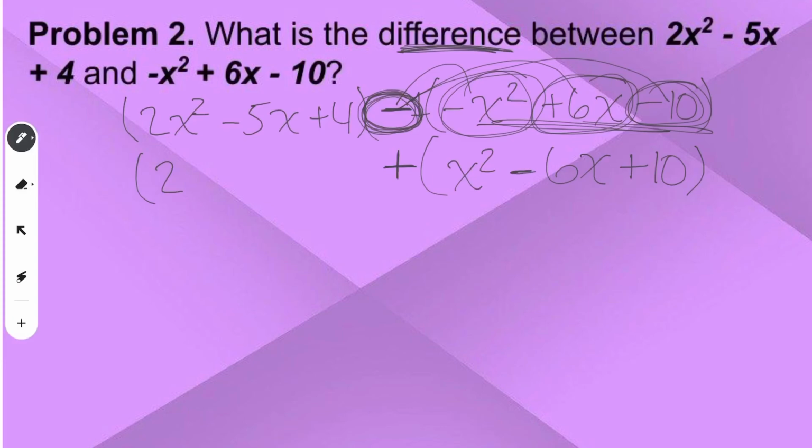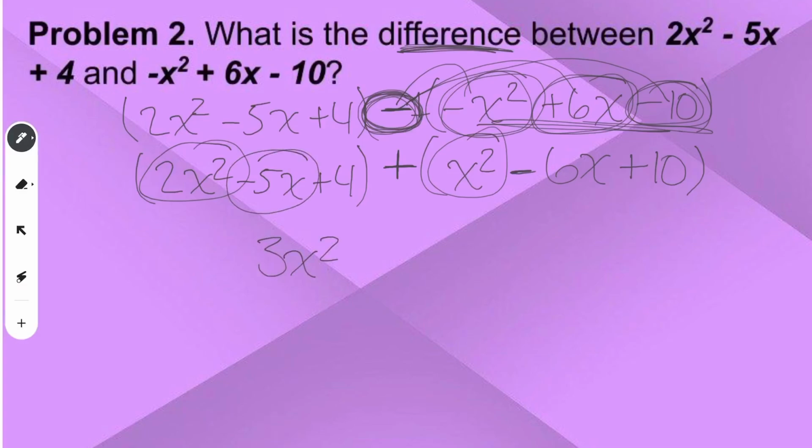In the first polynomial, we have 2x squared minus 5x plus 4. We mastered adding polynomials last week, at least I hope, at least I think we did. All we have to do is combine like terms. So I'm going to combine 2x squared and positive x squared because they're both quadratic terms. 2x squared plus x squared gives me 3x squared.